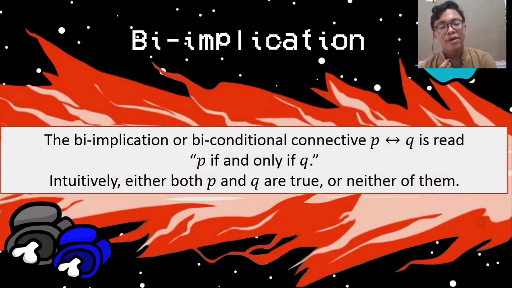Last but not least, biimplication. The biimplication or biconditional connective P ⇔ Q is read "P if and only if Q". Intuitively, either both P and Q are true or neither of them.